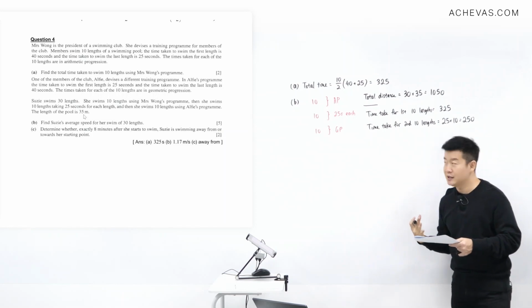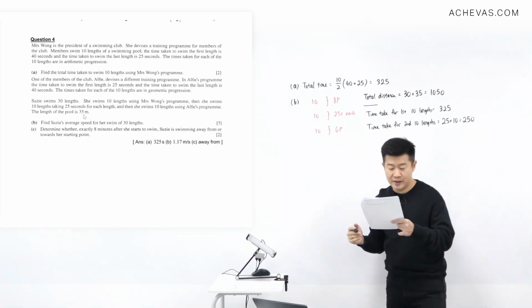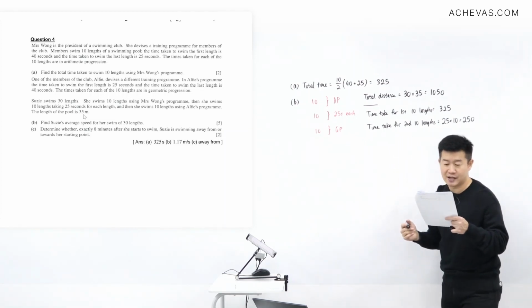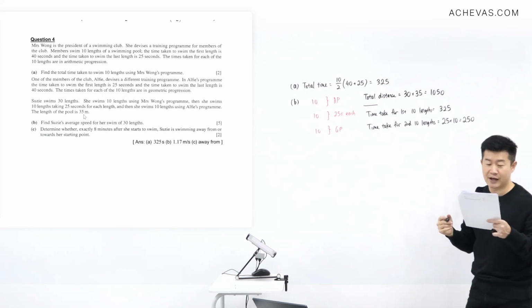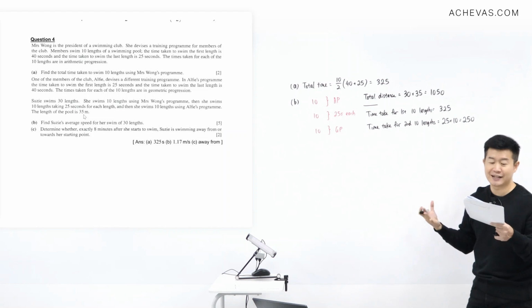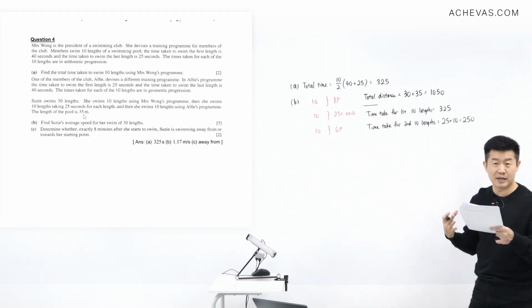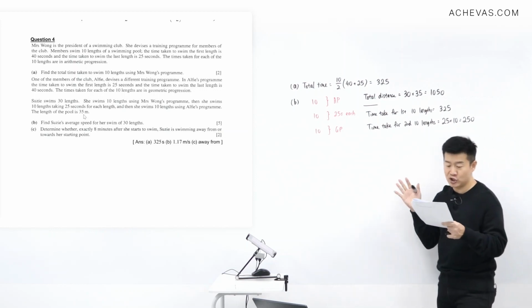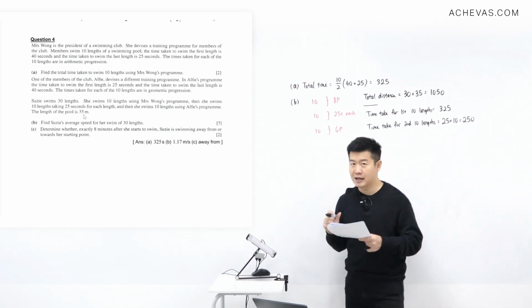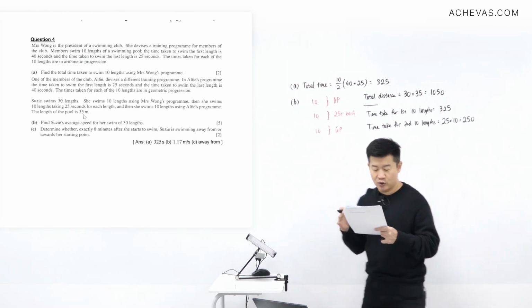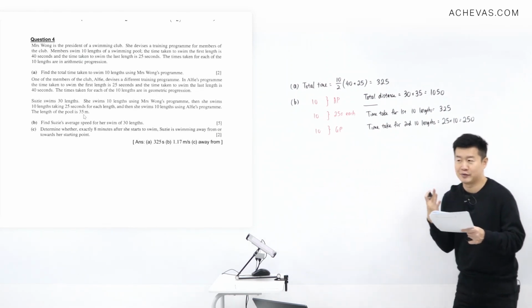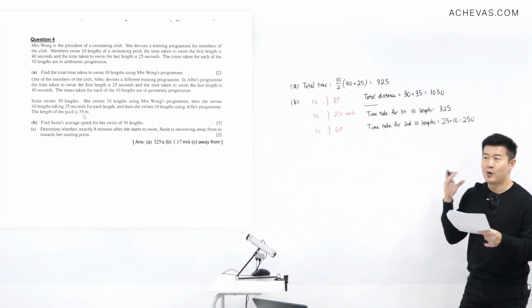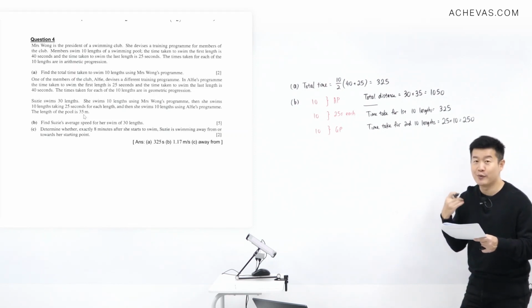For the last one, it is going to be working on a GP. This GP has the first term as 25, that's what the question says, and there are going to be 10 terms altogether. What we are lacking in order to apply the sum of a GP formula is the common ratio. We do know the number of terms is 10, but what we don't know is the common ratio.